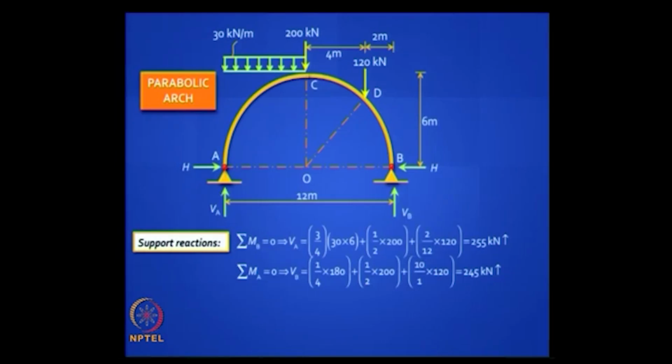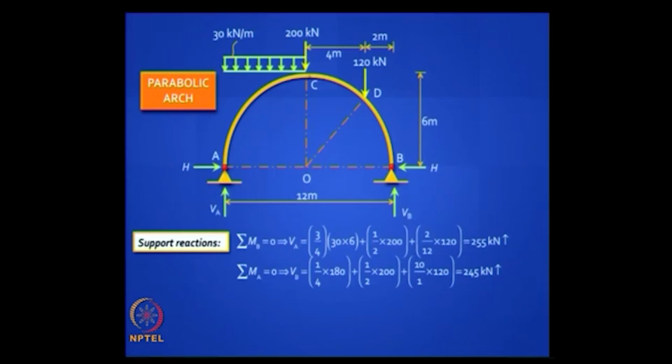You should also have the ability to check the reactions. Let us take the UDL. The total load of the UDL is 30 into 6, that is 180 kilonewton. How much of it will go to the left support? 3/4 of it, and 1/4 will go to the right support.